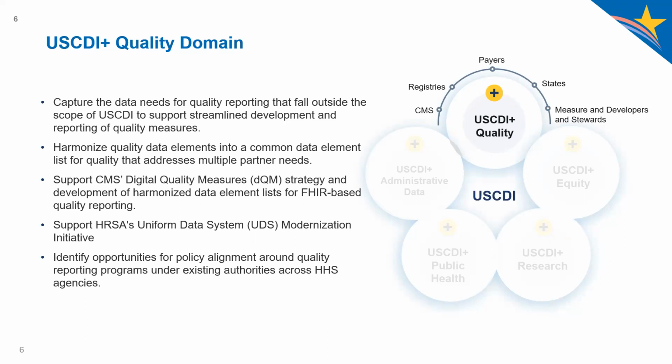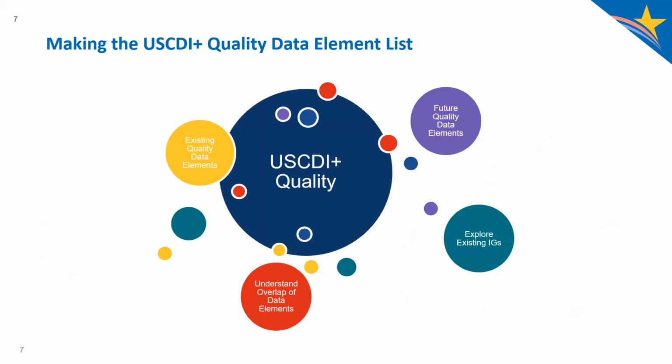So the initial USCDI Plus quality data element list builds on analysis and review of existing quality data elements and the exploration of existing implementation guides. It includes data elements in the USCDI. However, as a core data set, the USCDI standard itself does not include each data element needed for quality measurement use cases. So through USCDI Plus Quality, we are seeking to extend from the USCDI model to establish a consistent baseline of harmonized data elements for a wide range of CMS and other quality measurement use cases.